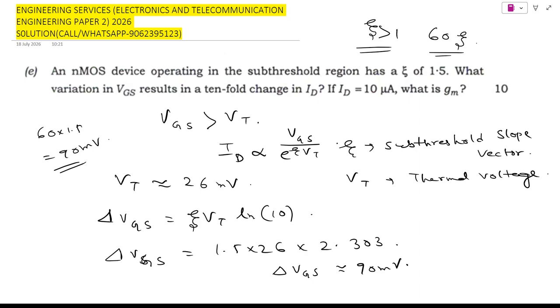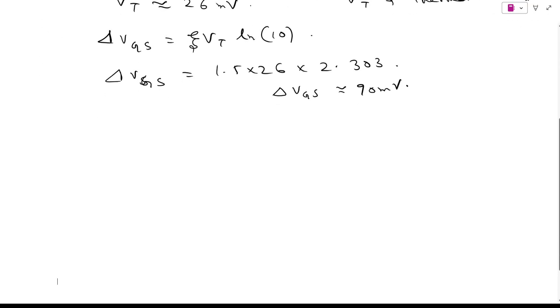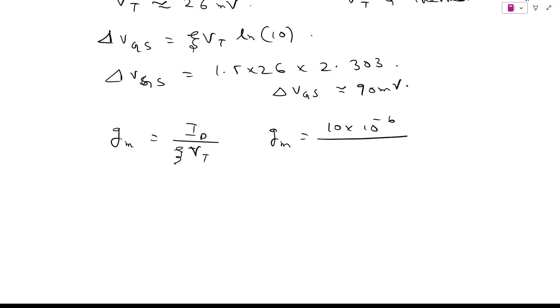Now to calculate the transconductance. In the subthreshold region, the transconductance is gm equals ID over n VT. Substitute the values now. So this is basically, use your calculator here.